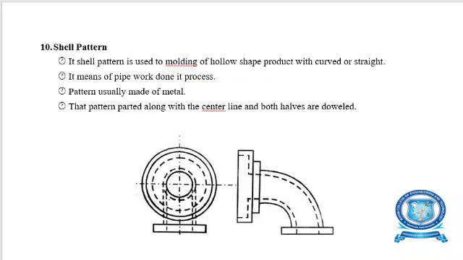Next one, cell pattern. The cell pattern is used for molding hollow shaped products, curved or straight. It means pipe work is done in this process. The pattern is usually made of metal. That pattern is parted along the center line and both halves are developed. Okay, this is the next.